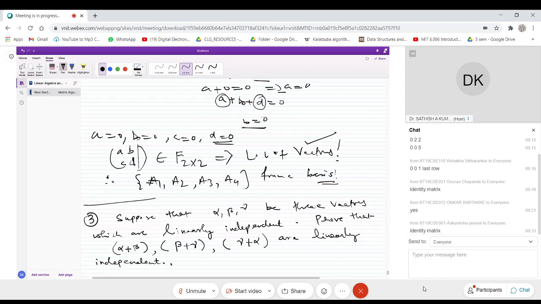Okay, so just try this problem. I've done two problems based on that. One idea is, given that alpha, beta, gamma are linearly independent, it means what? There is a combination provided that the constant values are zero. Let's take a alpha plus b beta plus c gamma equal to zero means a equal to zero, b equal to zero, c equal to zero. That's what we know.